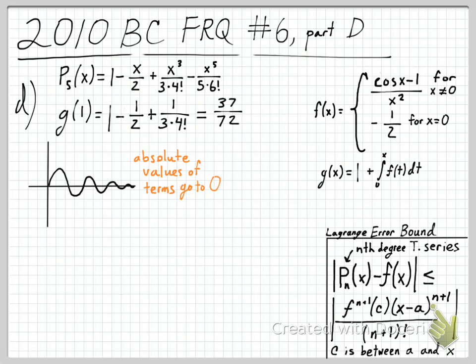Now we can write the expression for the remainder, which is g(1) minus 37 over 72, which is what you get for the third degree polynomial. And that has to be less than the next term, which you can figure out by using what you got in part C. And that is definitely less than 1 over 6 factorial. So that answers the question. So if you see that it's an alternating series, you don't even have to use the real Lagrange error bound. You just have to know that it's less than the value of the next term.